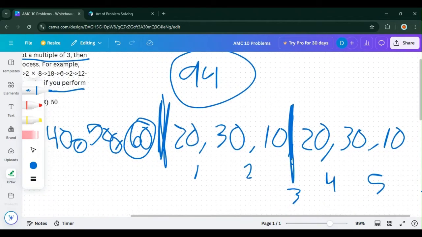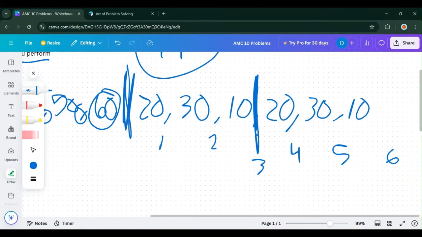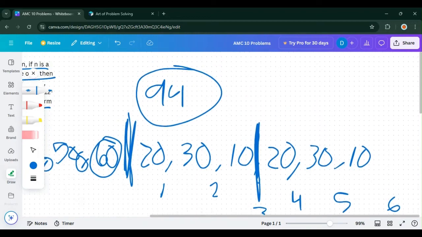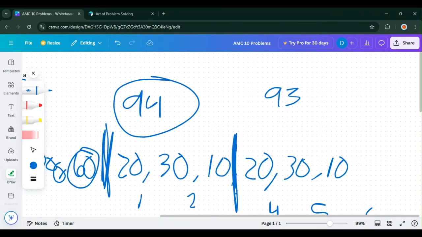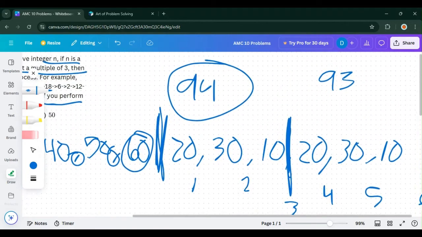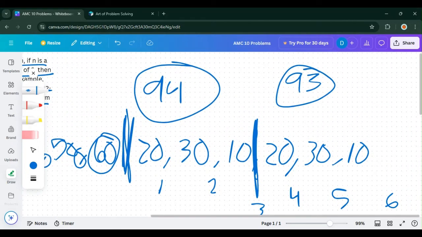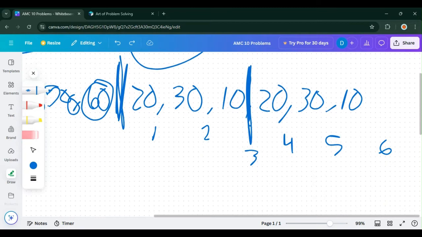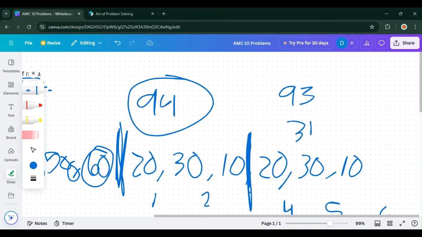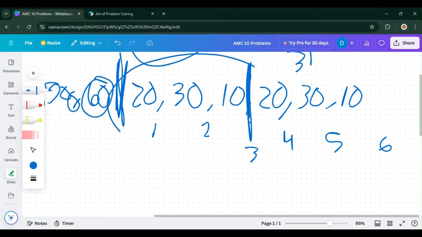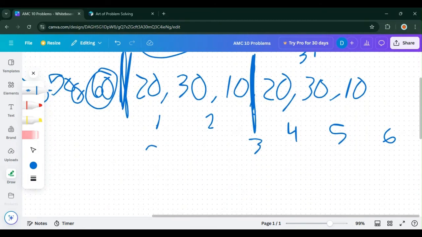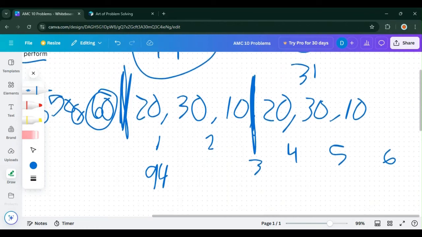Okay, so we have 20. This is our first, second, third. If it repeats by 3, we know what to do. So 93 is divisible by 3, and that means the sequence will happen 31 times. So this entire sequence will happen 31 times. And if we add 93, we'll see eventually that the 94th operation will be from 20 to 30.